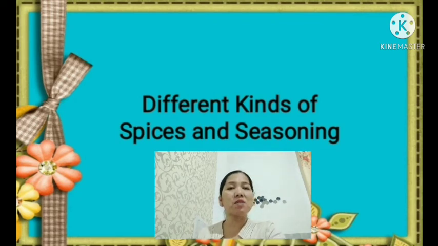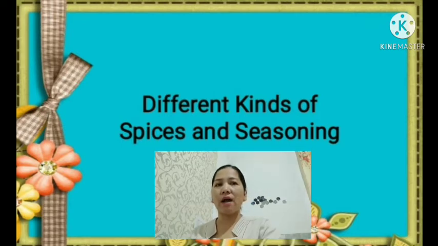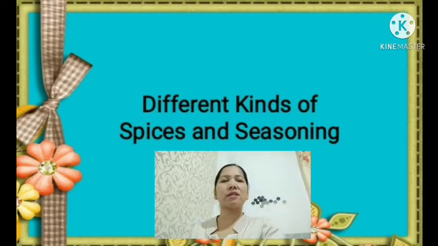So ano-ano nga yung spices and seasoning na common sa ating kusina? Sa kusina ng nanay. Tingnan nyo nga sa kusina o kayo man nagluluto sa bahay. Ano yung mga seasoning spices na kadalasan ginagamit sa bahay? Okay, meron tayong asin, meron tayong paminta, meron tayong bay leaf, ano pa? So yan lang yung karaniwang nasa kusina, di ba?